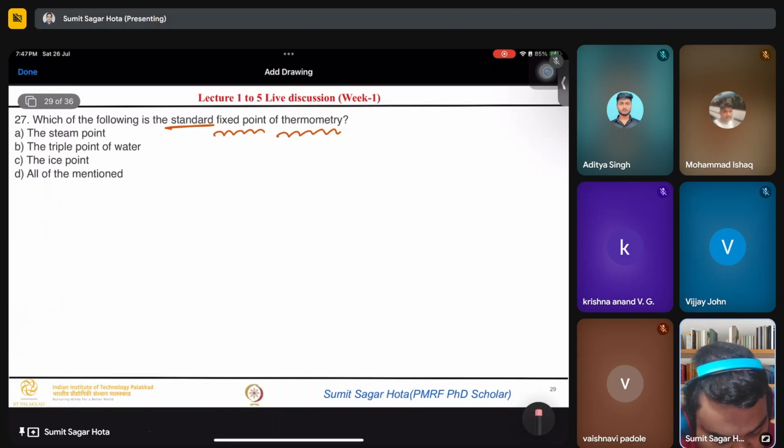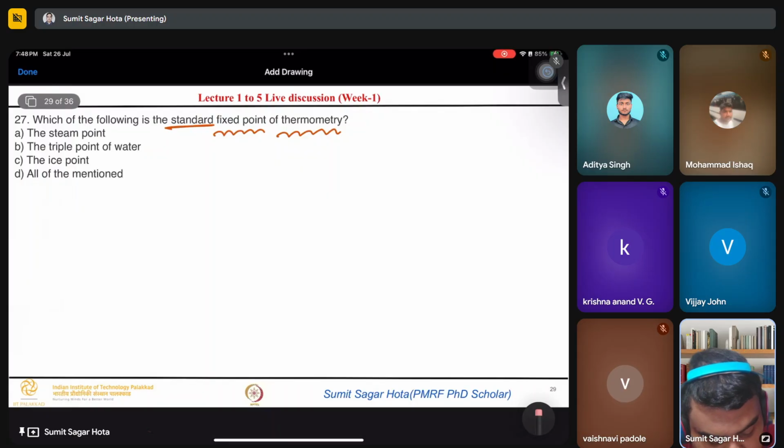All these are for the water in different states. But the thing is, steam point is only for the vapor state of water, ice point is for the solid state of the water. So it's a fixed point, but it's not a standard fixed point for all kinds of systems.